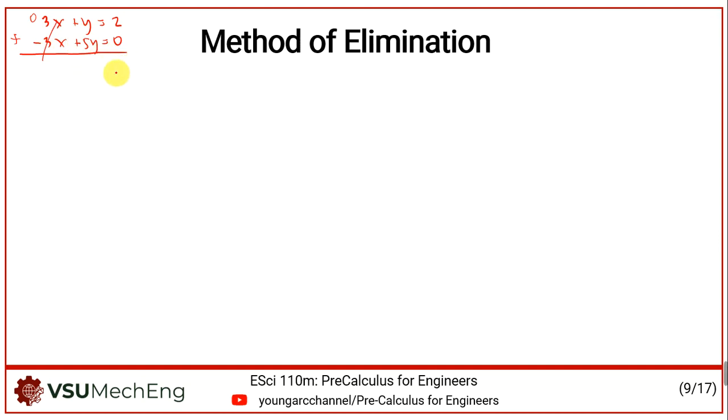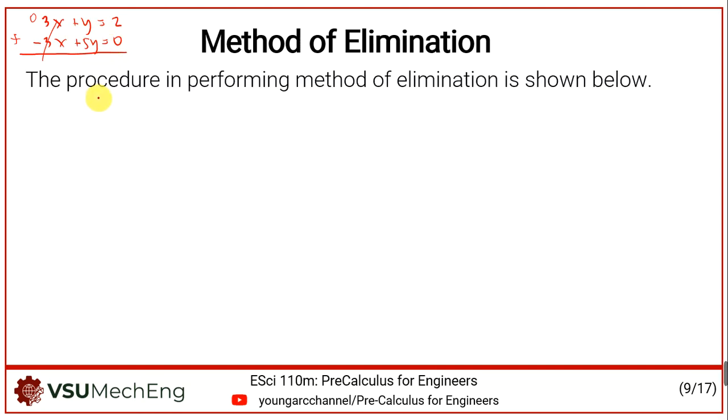So the resulting equation is a single equation with only one unknown. And with that, you can solve directly for y. And once you solve for y, substitute that value into either of these two equations to solve for x. So that is how this method works.